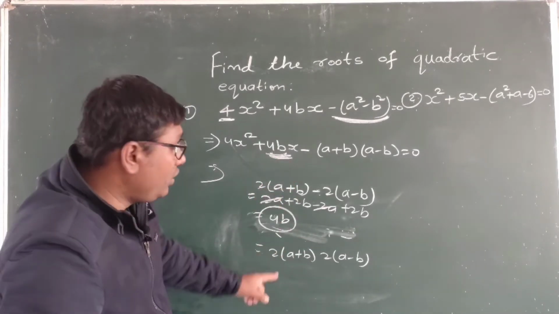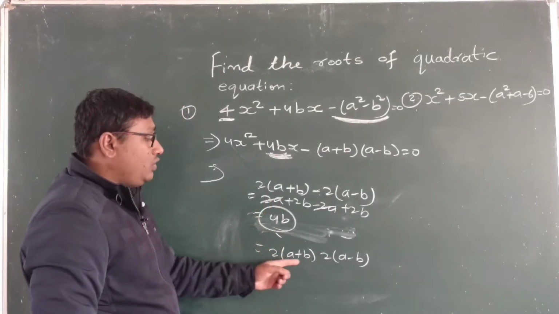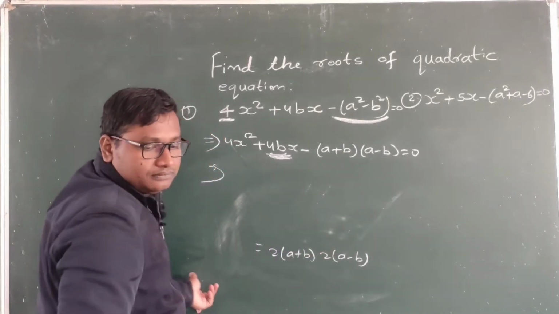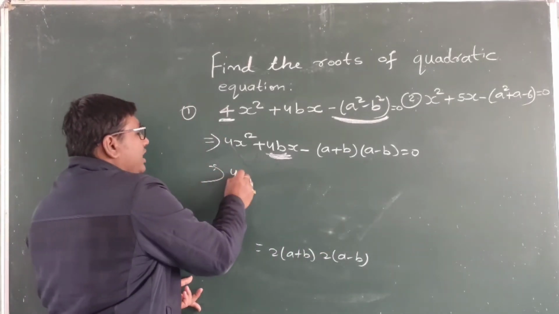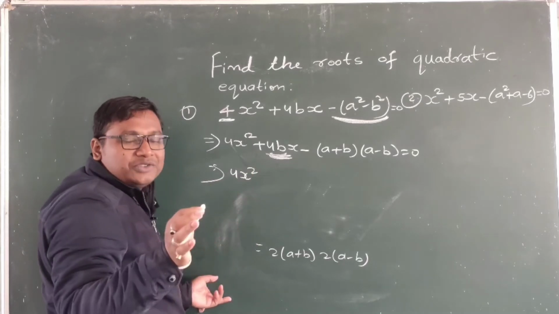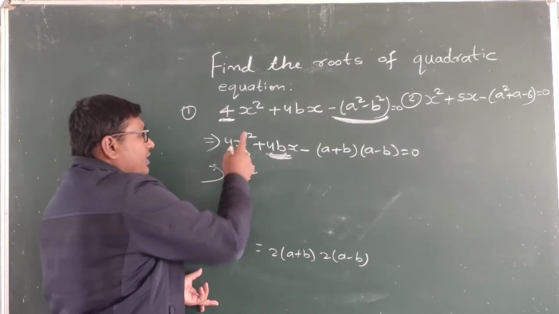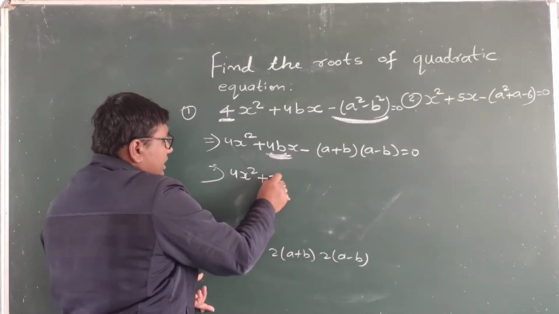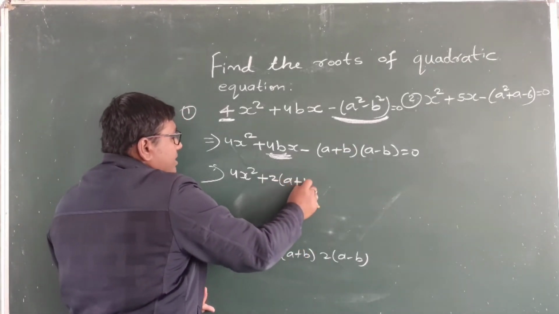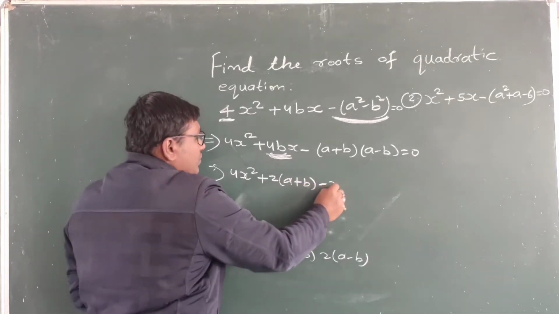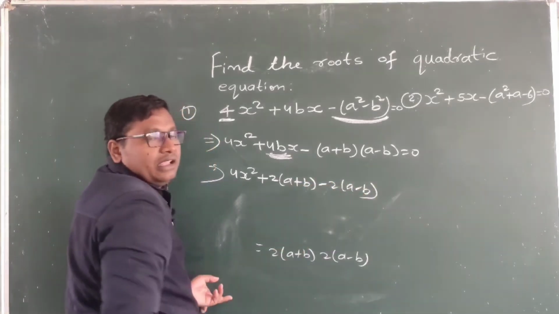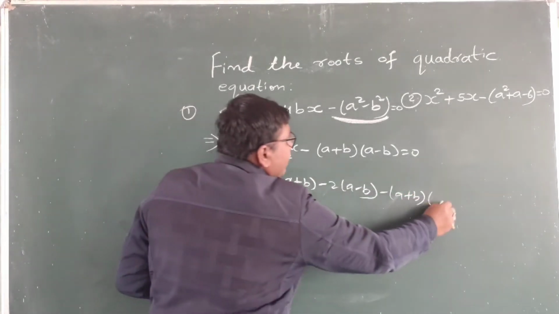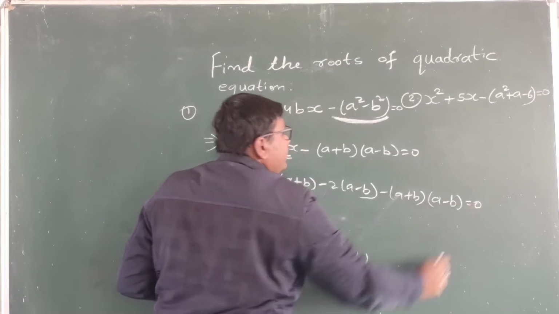Okay, and now I am going to write these terms. It means we are going to subtract these two terms. I am writing the first and last term the same. We should do nothing to the first and last term. So the first term is 4x square, and the second term will be 2a plus b minus 2a minus b, and this will be a plus b into a minus b. First and last term remain the same.